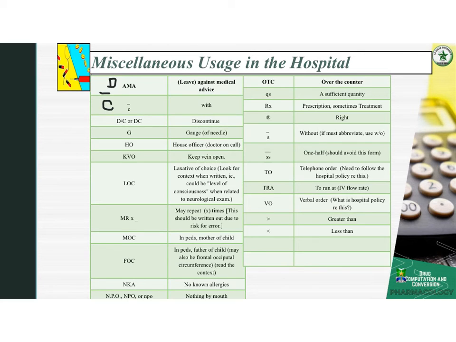We also have MR, then X with a dash. So, that means may repeat for pila ka times. For example, MRX2, that means may repeat 2 times. Pero dili na kayo niya siya ginagamit. So, dapat i-spell out or written out yun na siya, para ma-avoid ang mga errors in interpreting these abbreviations.